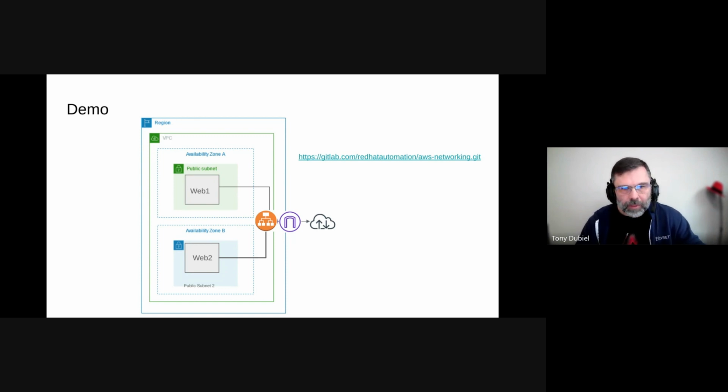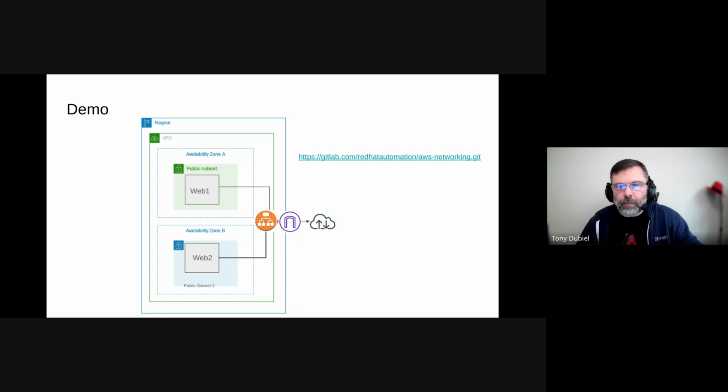So from the demo, what we have here is a region. And we learned that a VPC is bound to a region. So we have a single VPC. However, we can have multiple availability zones. So I have an A and a B availability zone. In my availability zone, I have one subnet that I've bound to availability zone A, and then another subnet that I bound to availability zone B. And both of these are public subnets.